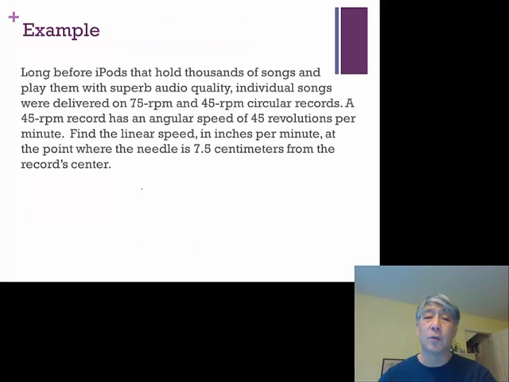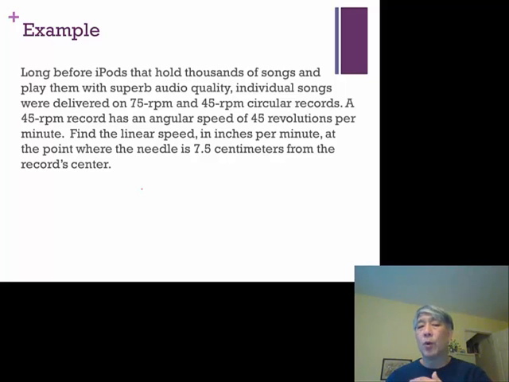Okay, so here's an example. I want you to try doing this one at home. Basically, before iPods, we had records that used to spin. CDs still spin. They actually spin pretty fast. But a 45 RPM record, RPM stands for revolutions per minute, basically full circles per minute. So in 1 minute, it would make 45 rotations.